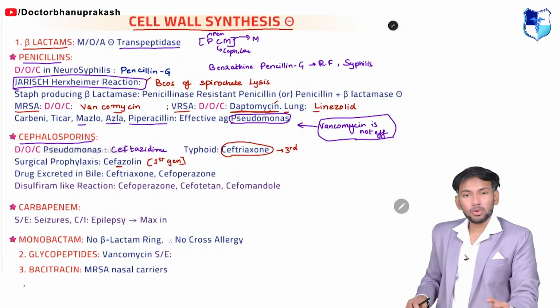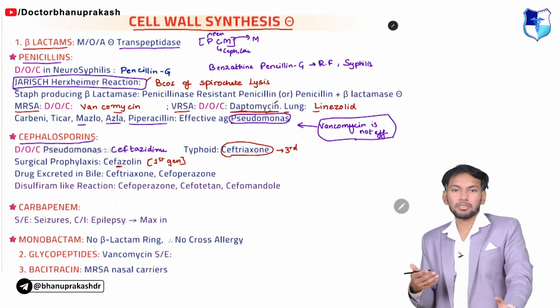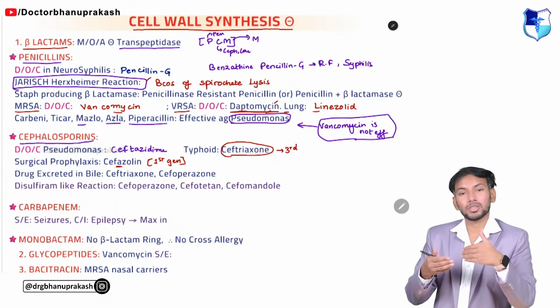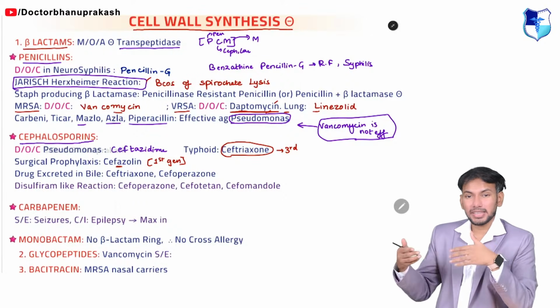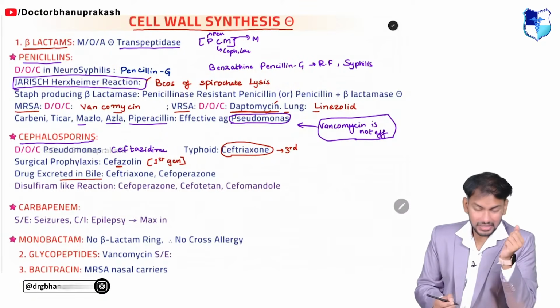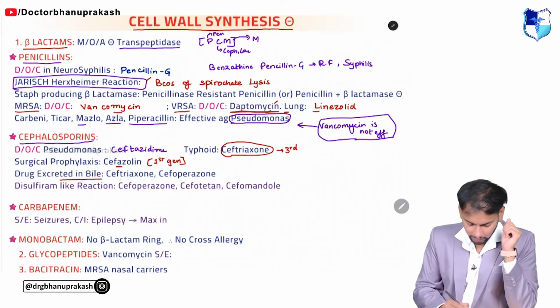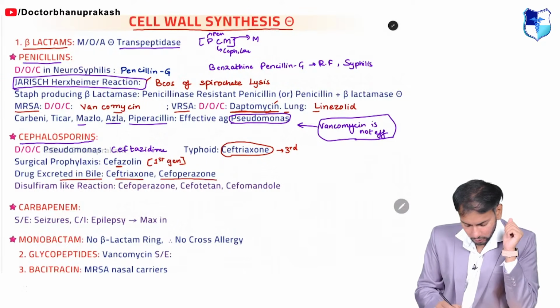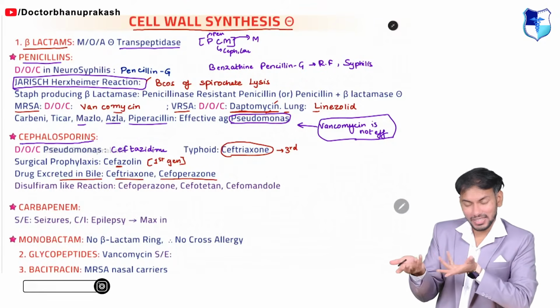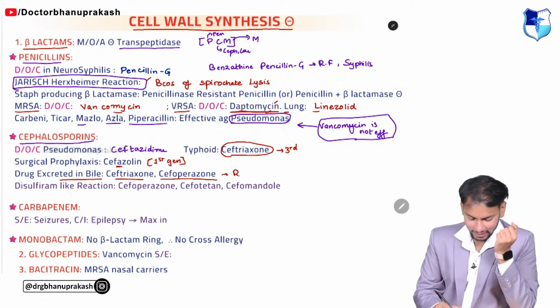Now, cephalosporins are usually not given in renal failure because they can aggravate the renal failure and because these cephalosporins are excreted through kidney. Now, if you see here, there are some drugs that are also excreted in bile. These are ceftriaxone and cefoperazone. If they are excreted in bile, they will go into the intestine and they will be excreted through feces. That is why these are safe in renal failure.